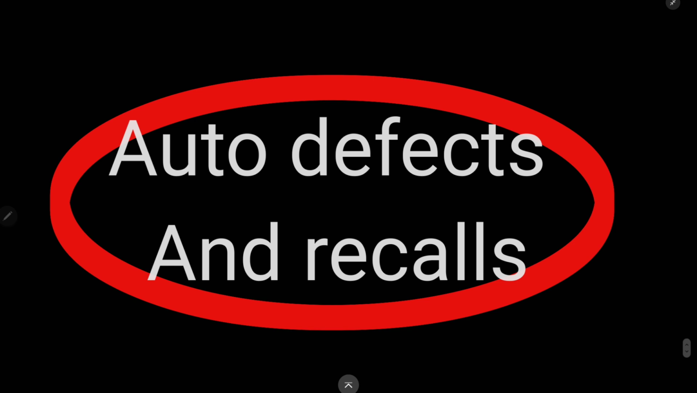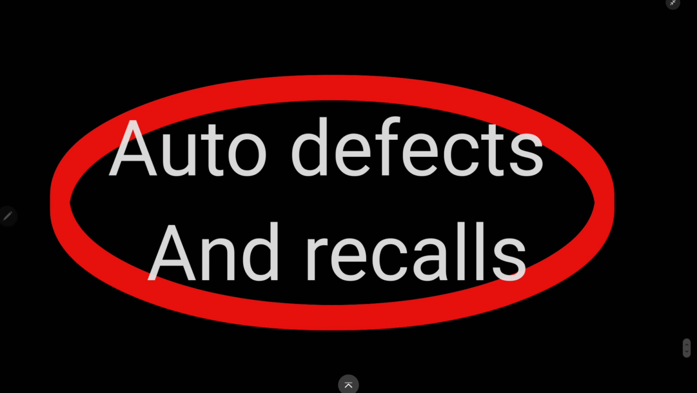What you will learn today: the most common auto defects and why they occur, how recalls are issued and what it means for your vehicle, the danger of defective cars on the road, how to check if your car is under recall, and steps you can take if you have been affected by a defective vehicle. Stay tuned as we break down everything you need to know about auto defects and recalls.